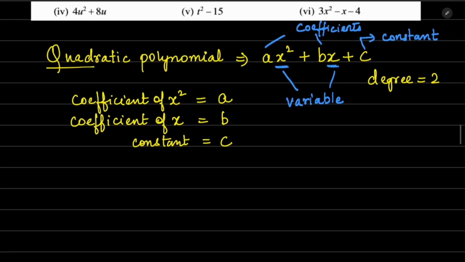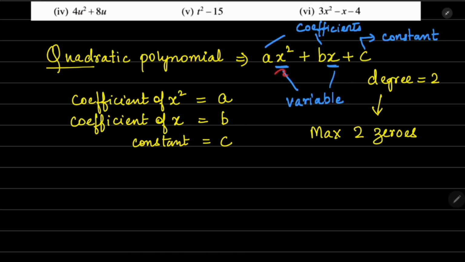Now, whenever you have a polynomial of degree 2, it will have a maximum of 2 zeros. What do you mean by zero of a polynomial? Zeros are nothing but... maximum 2 zeros.